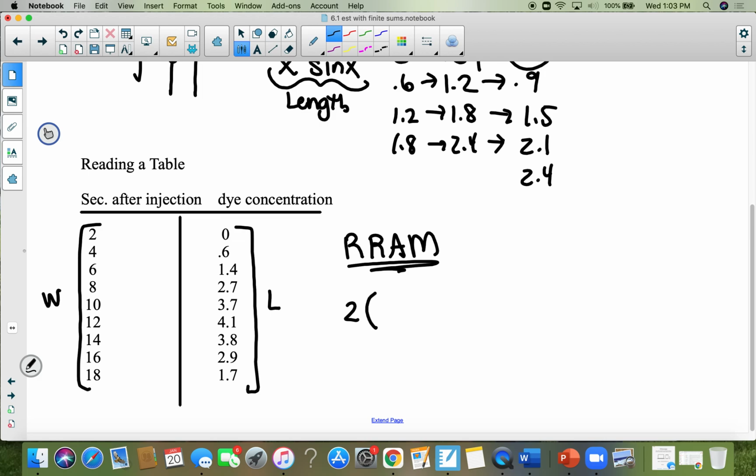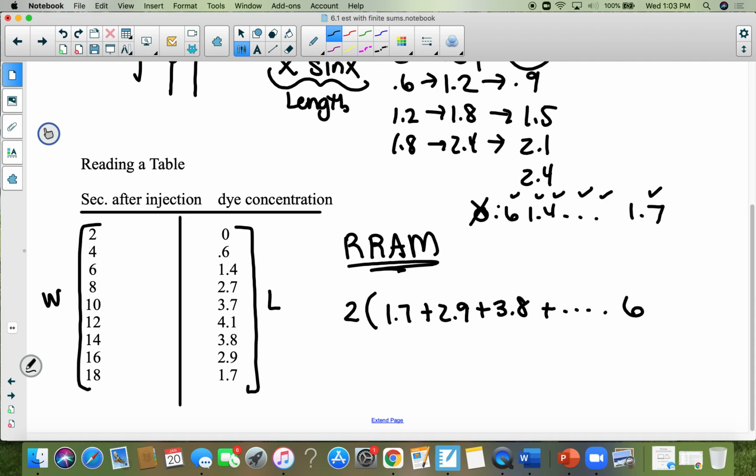And if you think of these numbers, 0, and then 0.6, and then 1.4, all the way out to 1.7, and you're doing the RRAM, you're going to use this one, and this one, and this one, all of the numbers except 0. So you're going to add these all up, 1.7, 2.9, 3.8, all the way down to 0.6 and multiply it by 2. And it's going to end up being 41.8.